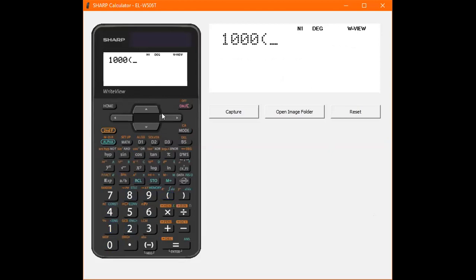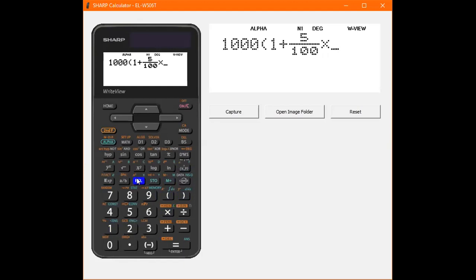Open brackets, sorry, simple interest. I'm going to say 1 plus. Here, I'm not going to use that percentage function. I'm actually going to put it in fraction form. So I'm going to say 5, down arrow key, 100, and then right arrow key to get out of my fraction, and then times. And instead of putting in a value for n, I'm going to type in an x instead.